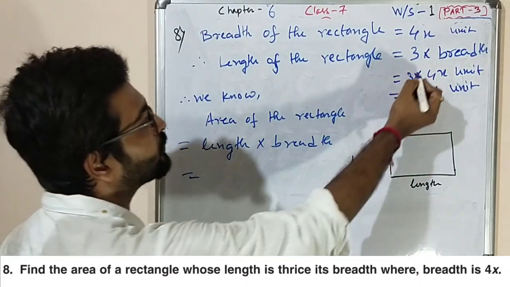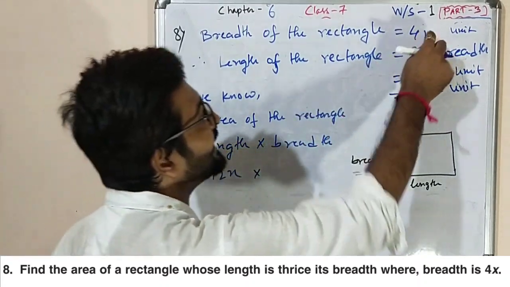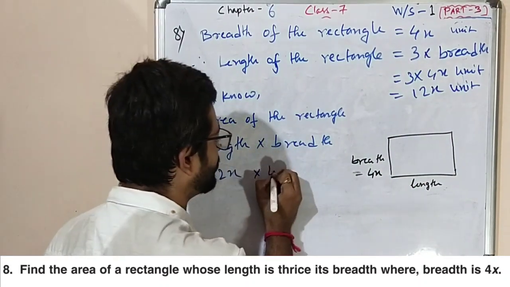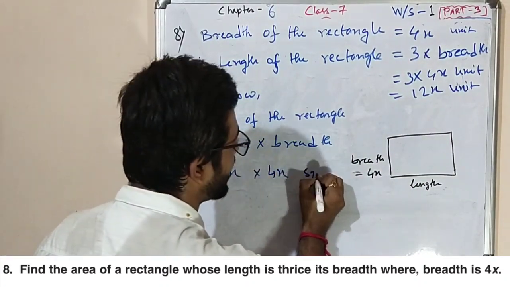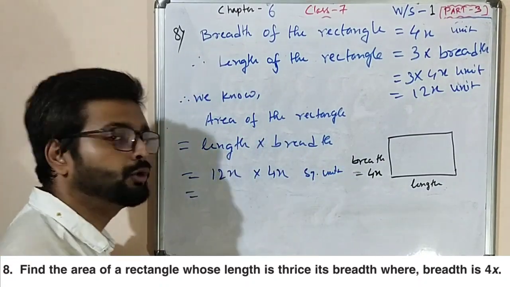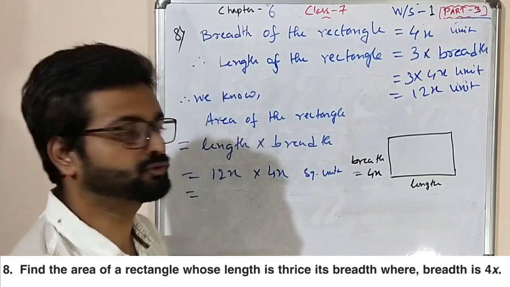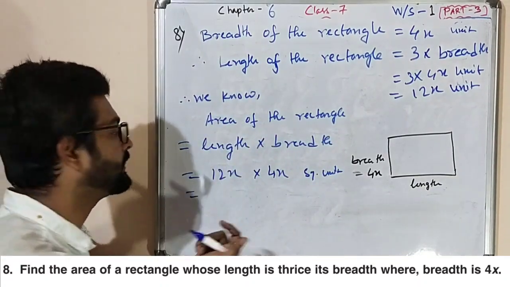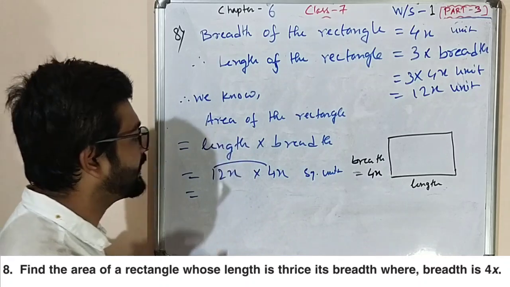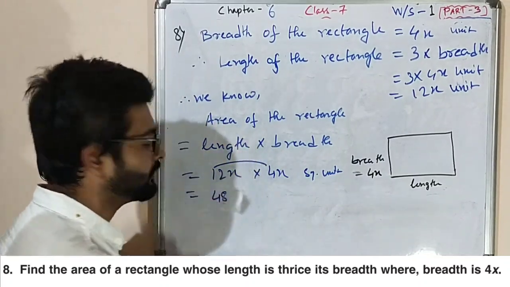Now length value is what? 12x. I have to write, then into. Now breadth value is what? 4x. It is given in your book. That square unit equals to, now what to do? Just first multiply their sign. Sign means both are positive, so only positive will come over there. So now numeral sign I have to multiply. 12 4s are 48. Okay.